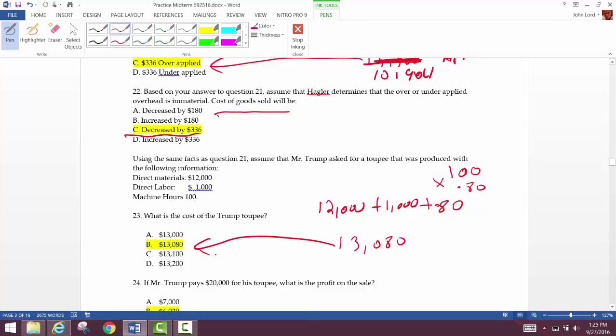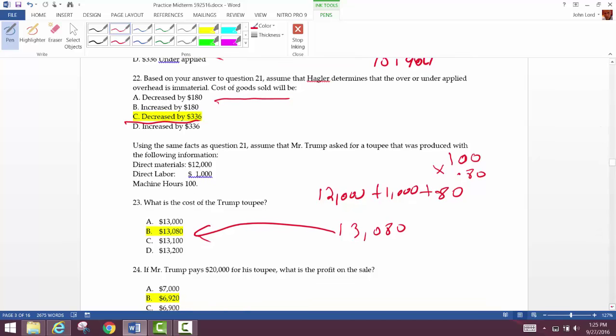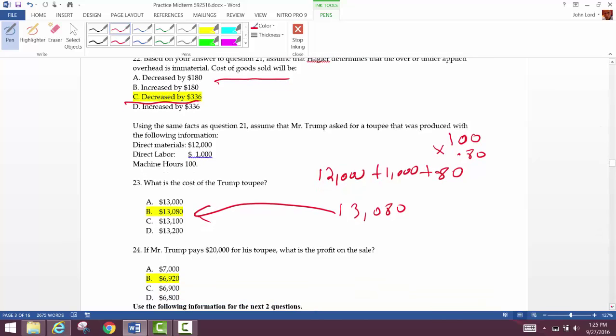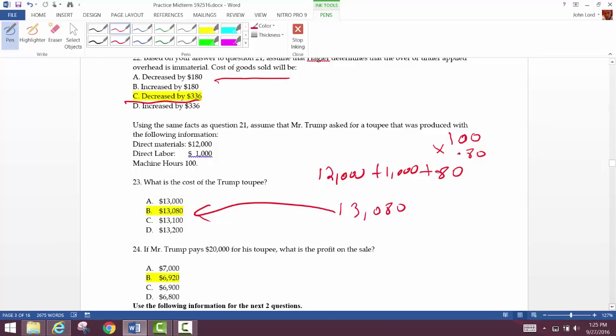Okay. And then if we sell this toupee for what? For $20,000? Would someone pay $20,000 for a toupee? I think people do. Then we've got what? $6,920 of profit here? Okay.